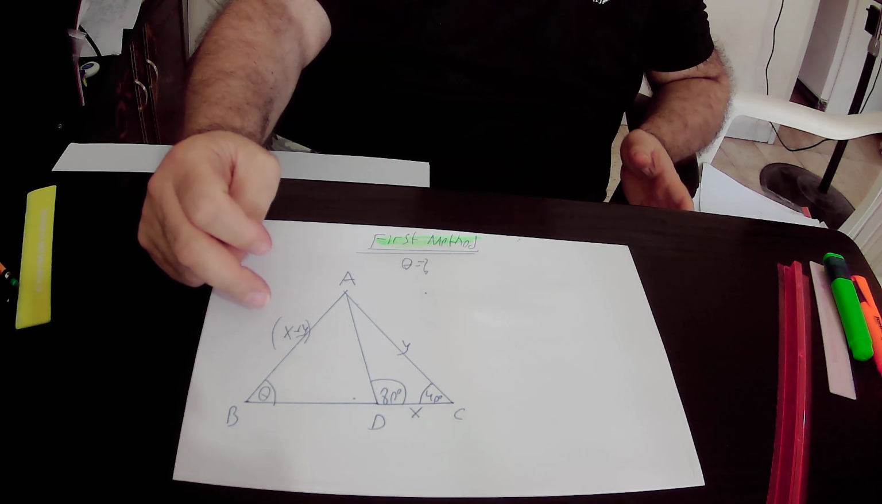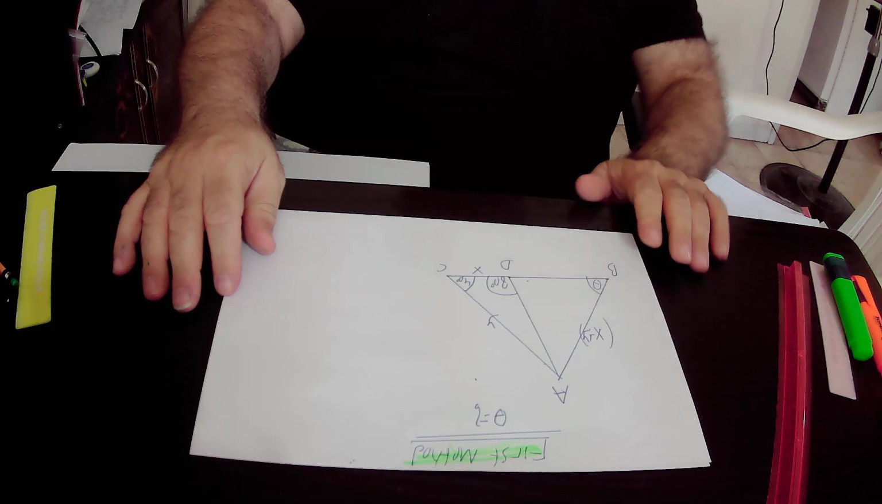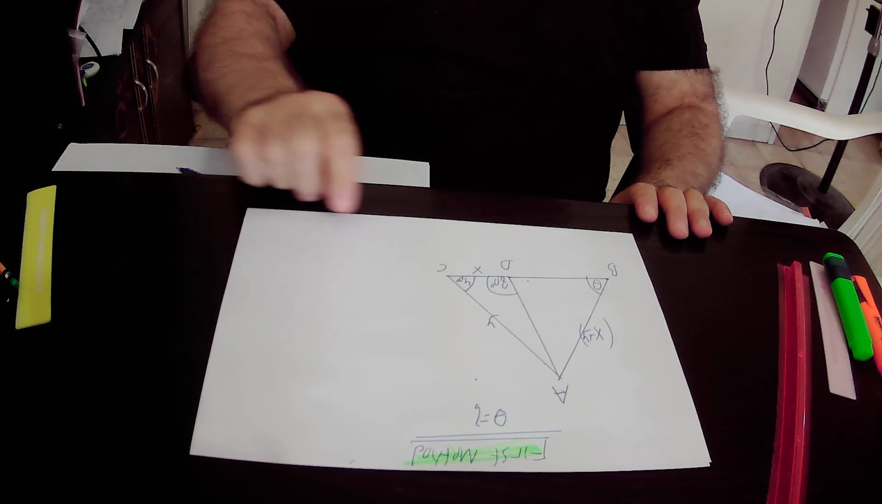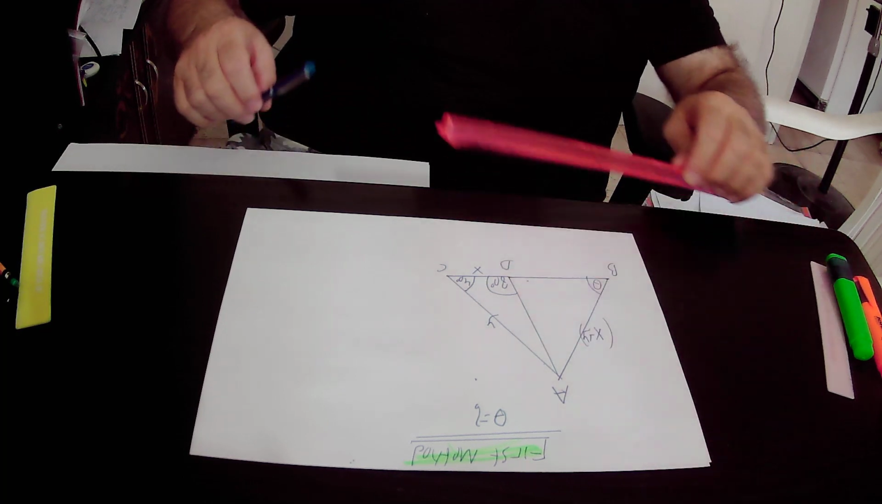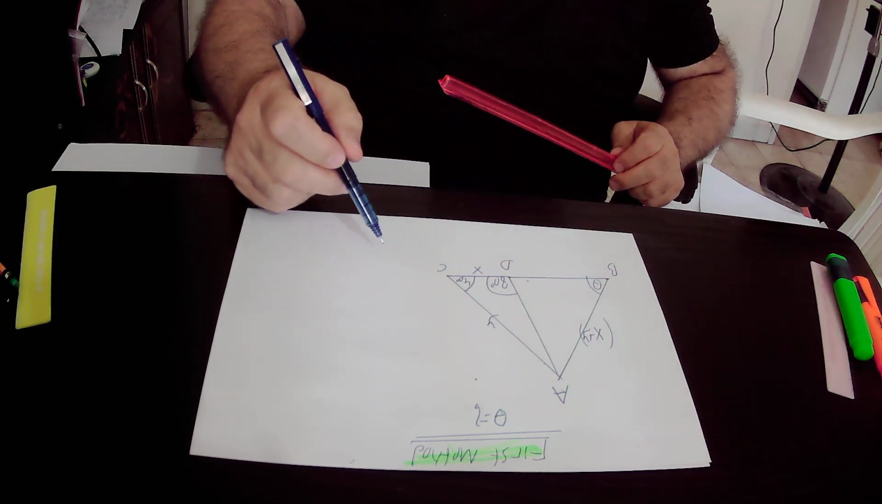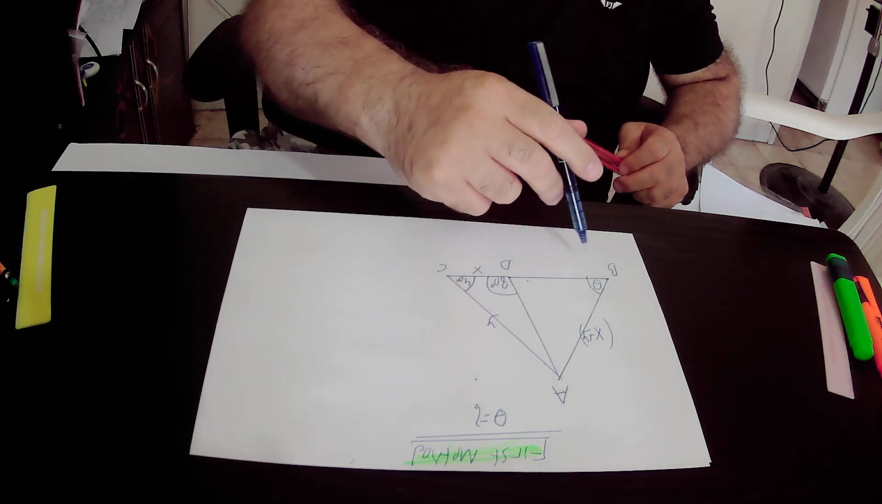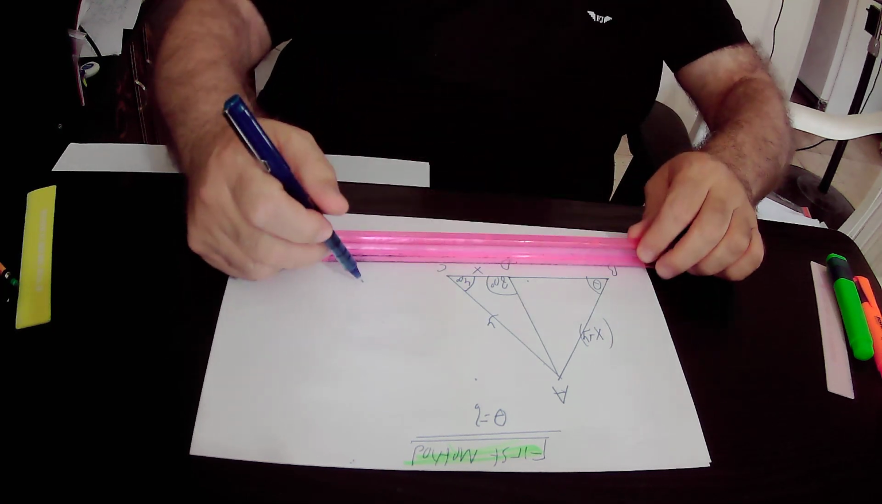We will answer this question in two different methods. We will start with the first method. Okay, in the first method, we will do a construction. We will extend side BC by Y units. Here, side AC equals Y units, so we will extend side BC by a straight line in Y units.